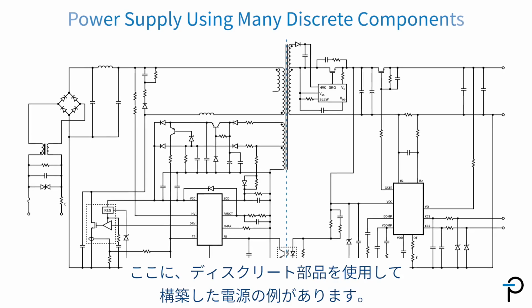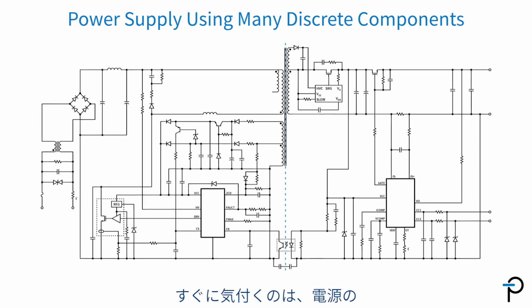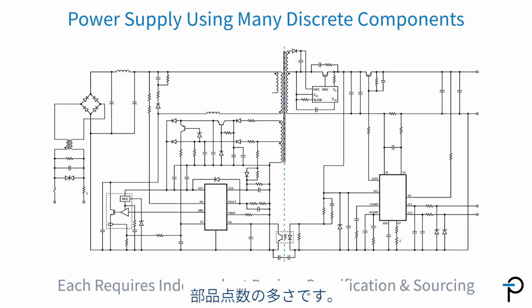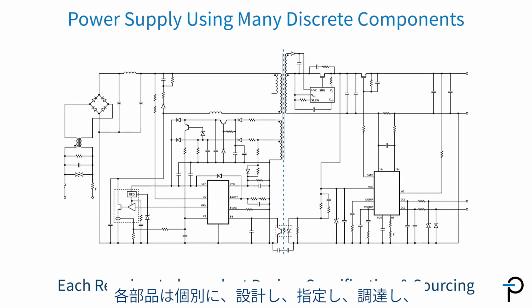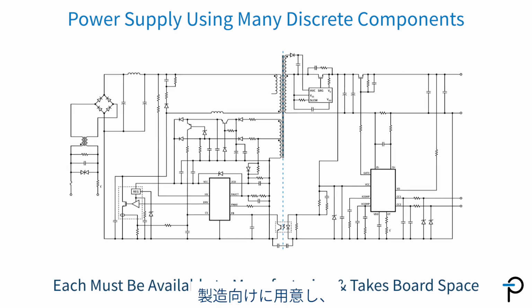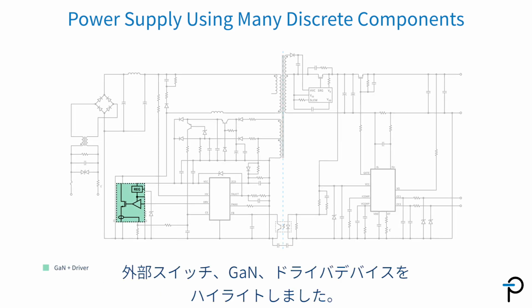Here's an example of a power supply that's been built using discrete components. What you'll notice immediately is the large number of components on the power supply. Each one of those has to be independently designed, specified, sourced, and made available to manufacturing, and takes up space on the board. I've highlighted the external switch, the GaN and the driver device.